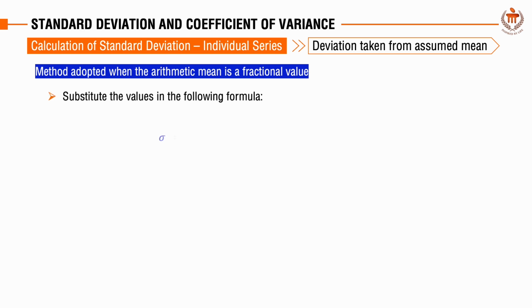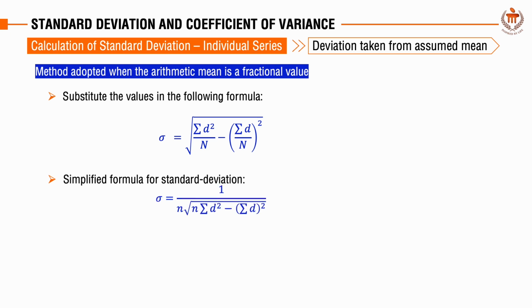Okay, and then we need to substitute this value in the given formula. This formula we have already discussed. The simplified formula for the standard deviation in this case is sigma equal to 1 by n, under the square root, n into summation of d square minus summation of d, the whole square.